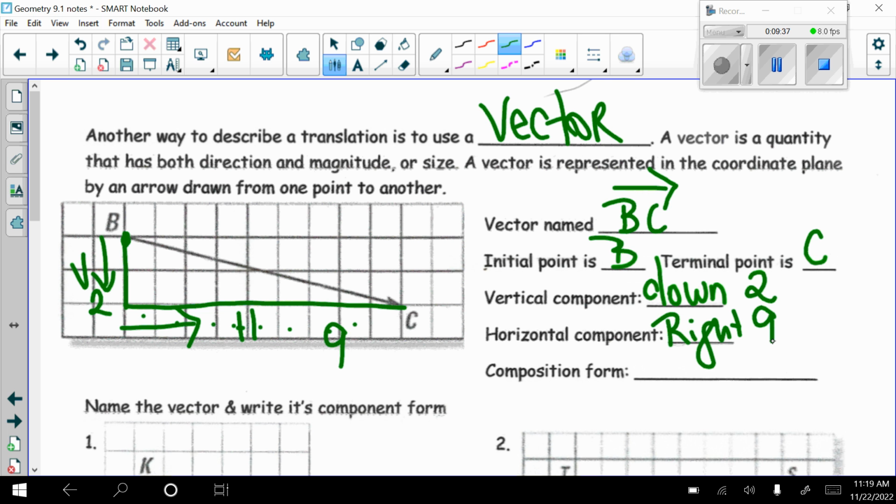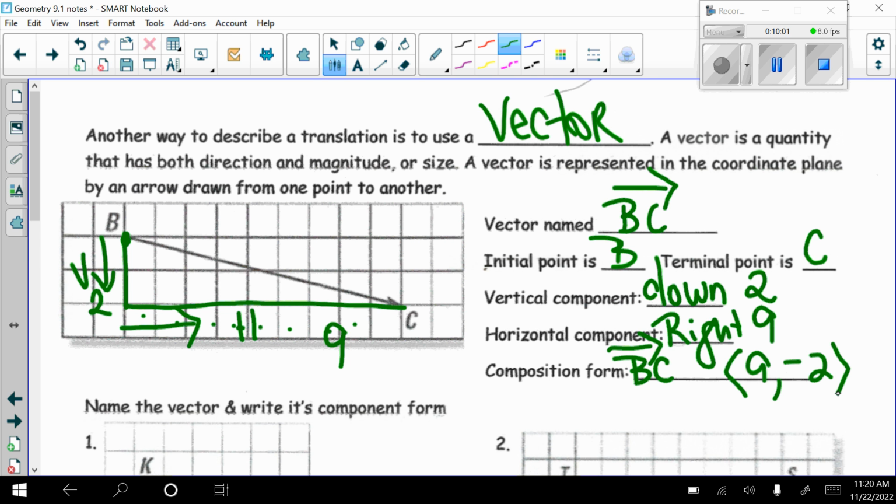Now the component form, I would say vector BC. I denote that it's a vector by, instead of doing parentheses, using these little diamond brackets. It went right 9, so that's a positive 9. It went down 2, so that's minus 2. So there's the component form of the vector, which tells me what the horizontal and the vertical components are.